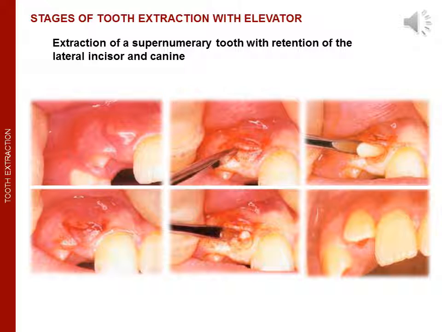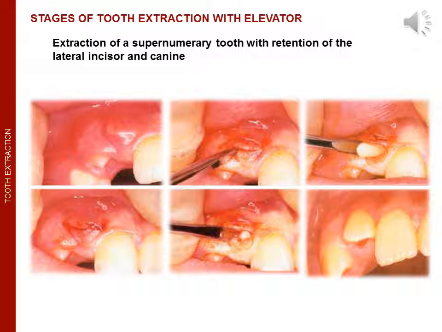Extraction of a supernumerary tooth with retention of the lateral incisor and canine. Operating field. The incisal edge of the lateral incisor is clearly visible through the thin tense mucosa. Incision. The incisal edge of the lateral incisor is exposed using the incision.